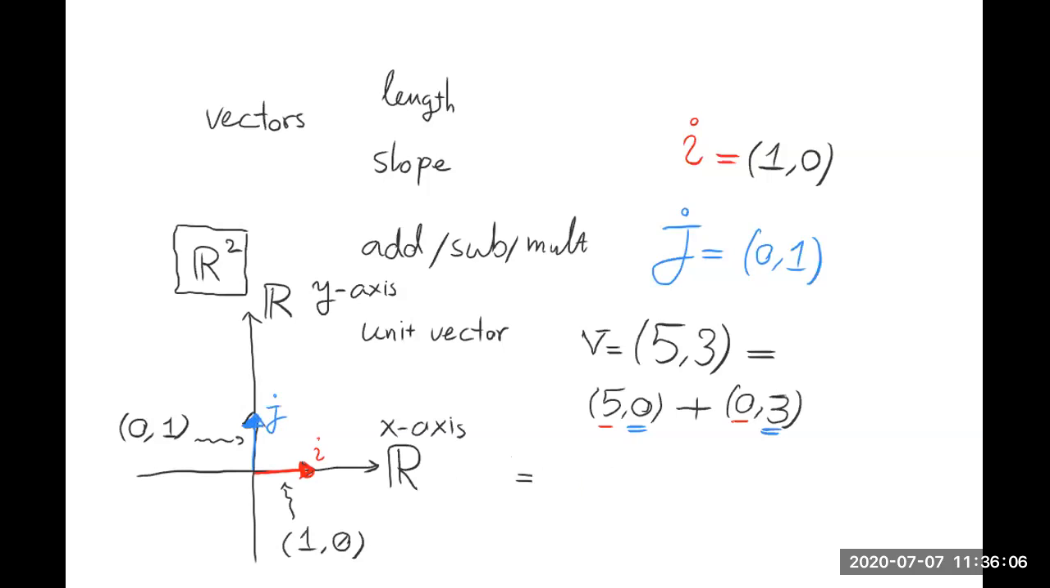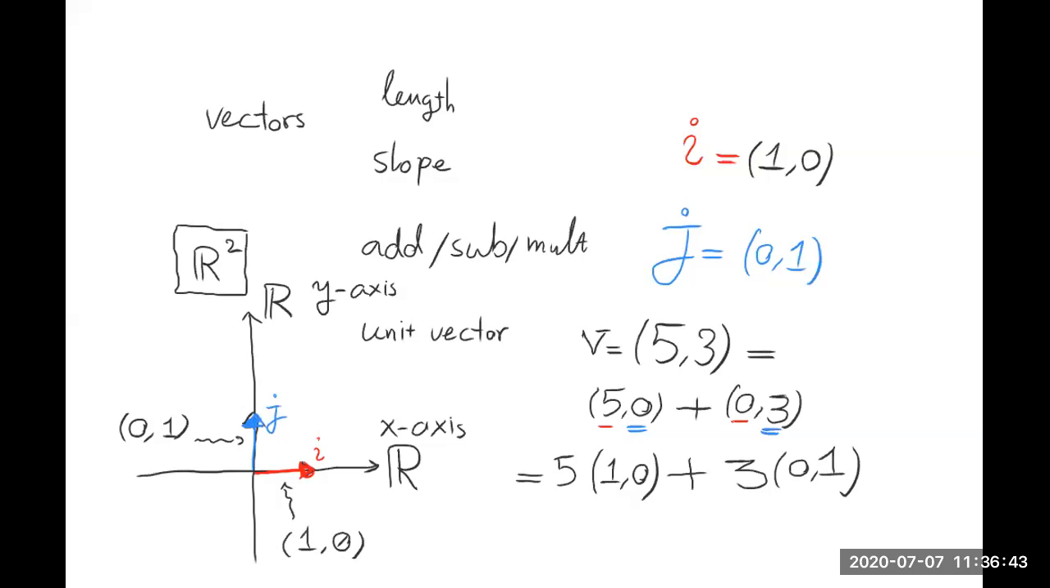Now, 5 and 0 is actually equal to 5 times 1 and 0. Why? Because if I multiply 5 by this vector 1 and 0, I should multiply 5 by the first coordinate, which is 1. 5 times 1 would be 5. And then I should multiply 5 by the second coordinate, which is 0. 5 times 0 is 0. Okay, plus. Now this 0 and 3 is actually equal to 3 times 0 and 1.